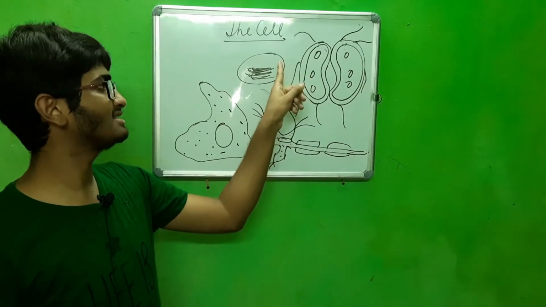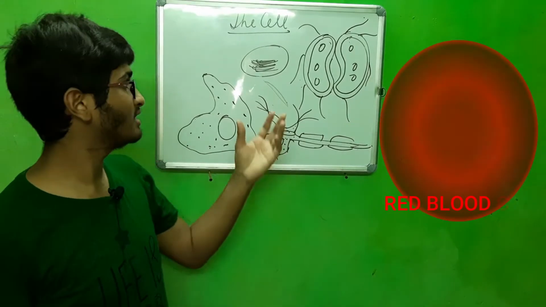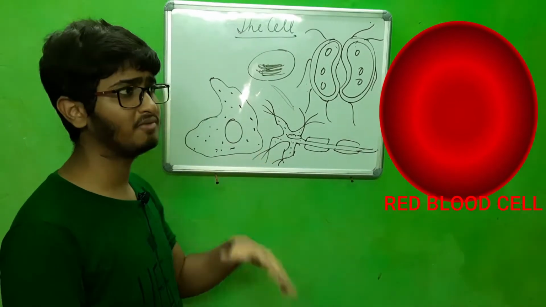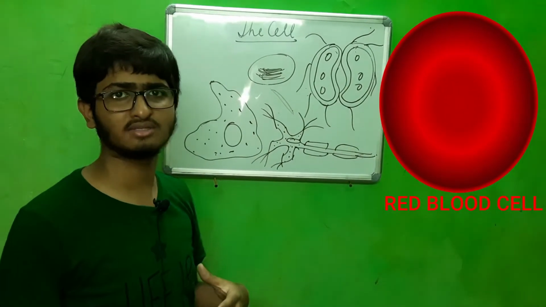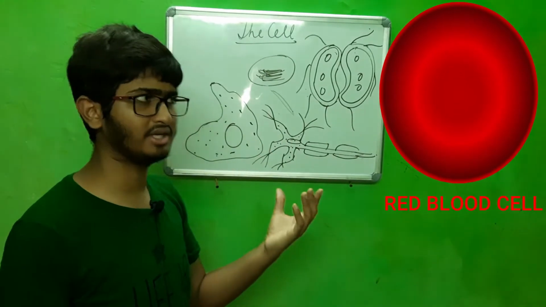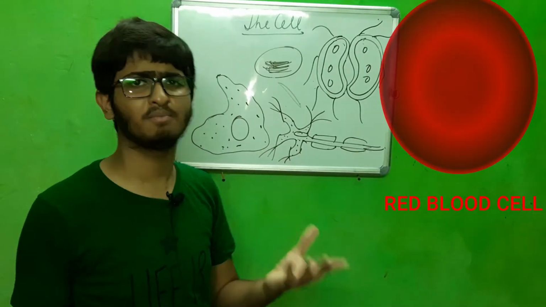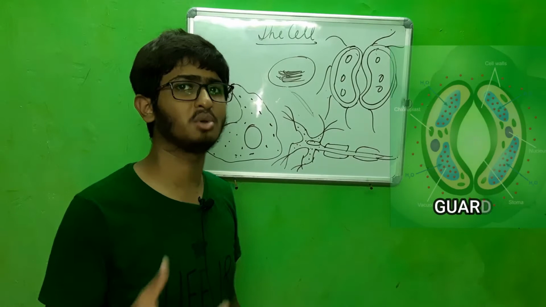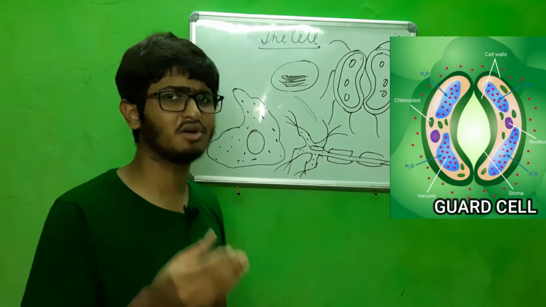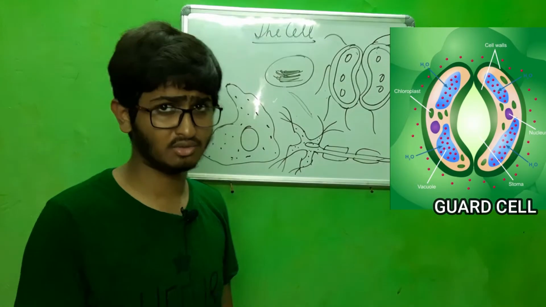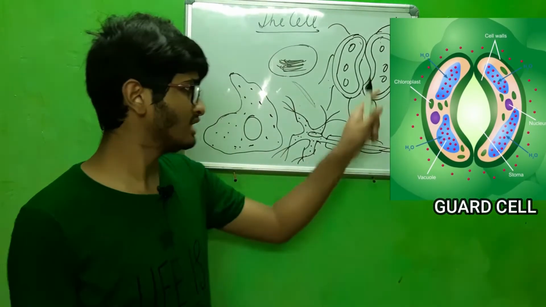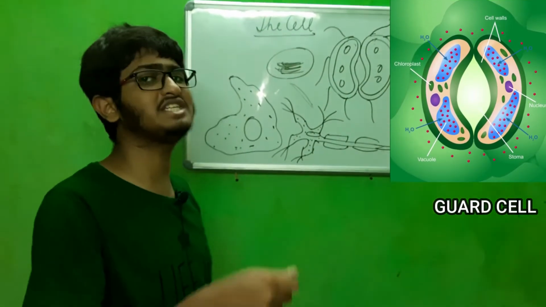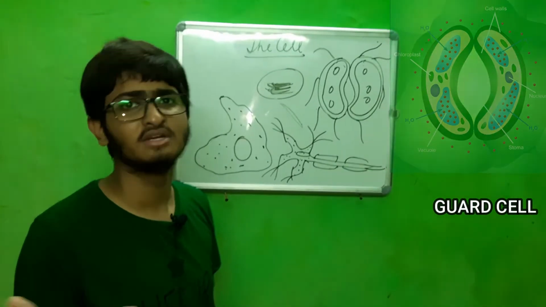Then you can see over here a circular shaped RBC, that means red blood cell. The red blood cell has to perform the function of carrying oxygen and carbon dioxide with the help of hemoglobin. Then we have guard cells, which are associated with opening and closing of stomata. You have come across this term earlier in class 4, 5. Guard cells are bean shaped. Why? So that they can facilitate opening and closing of stomata.